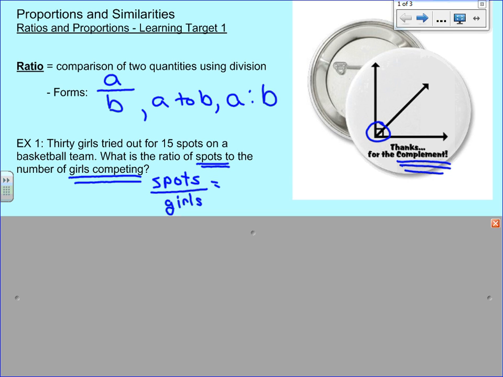So that means that we have 15 over 30 as we pick out our information from the actual question, and we reduce that down so we have 1 to 2. If you would write it the other way, you would use the 1 to 2. Either one of those options are more than okay.